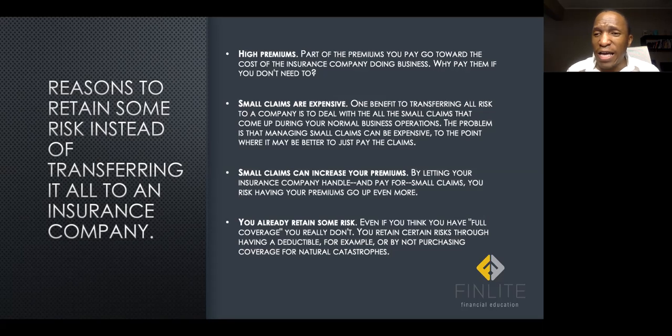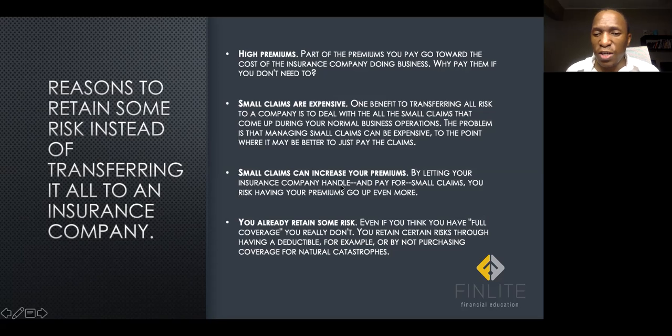Small claims are expensive. One benefit to transferring all risk to a company is to deal with all the small claims that come up during your normal business operations. The problem is that managing small claims can be expensive to the point where it may be better to just pay the claims. So that's another reason to retain some of the risk instead of transferring it to an insurance company. If a company realizes that investigating and doing all those things is expensive, let's rather pay this particular claim.